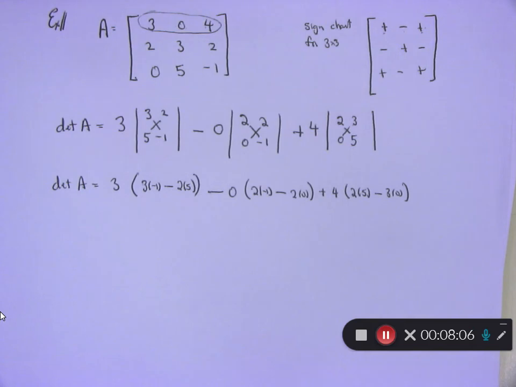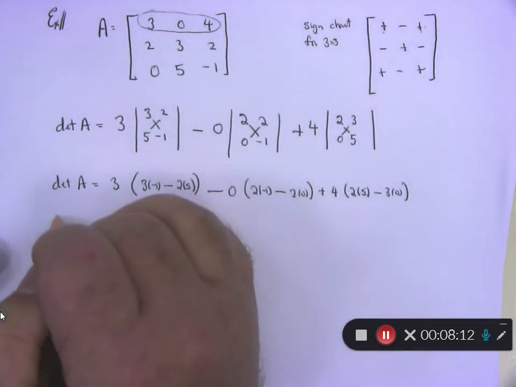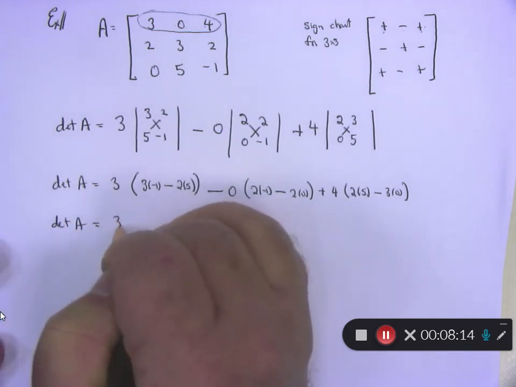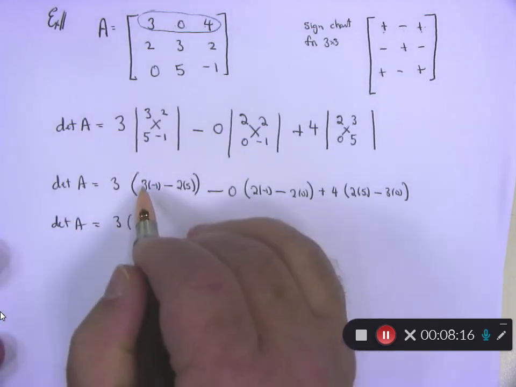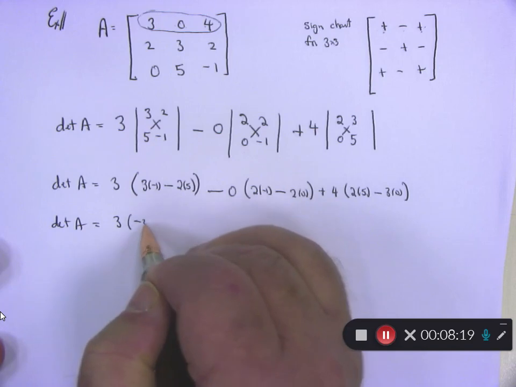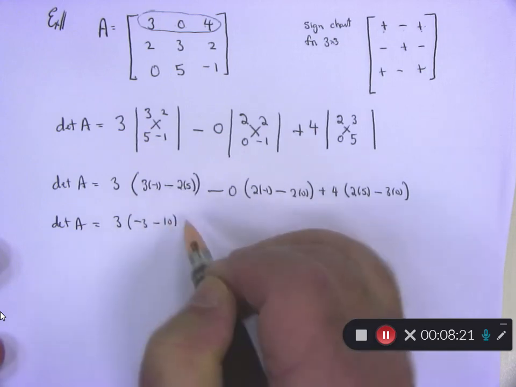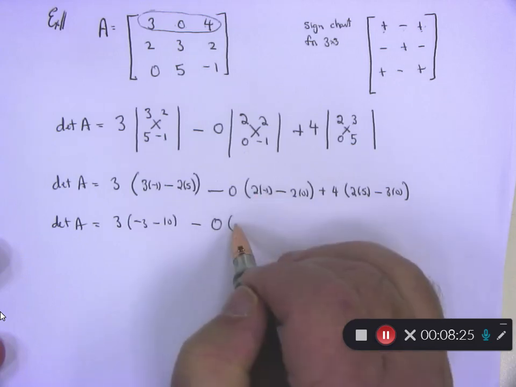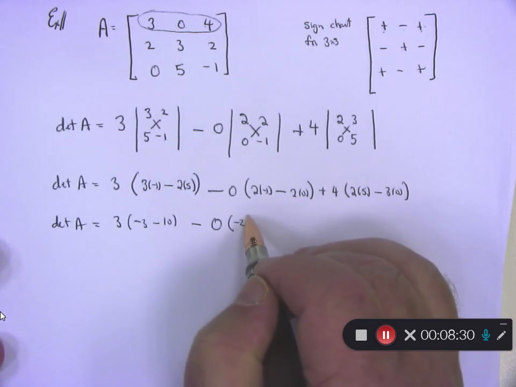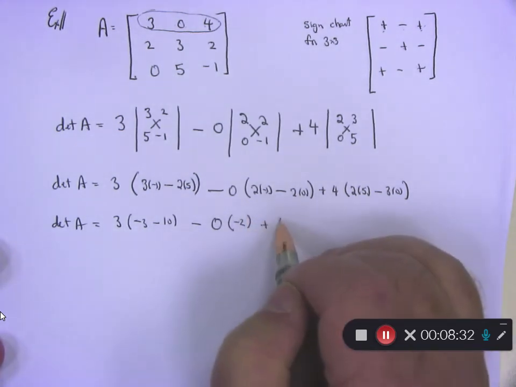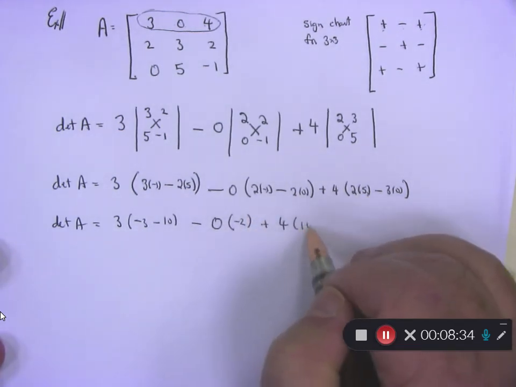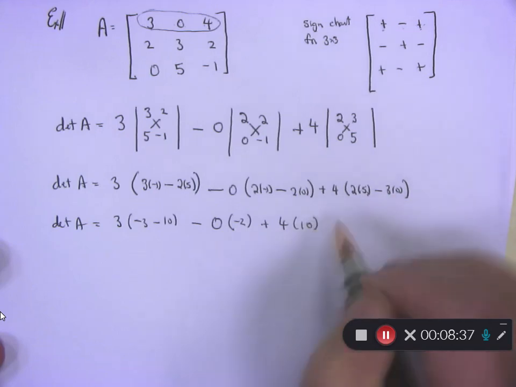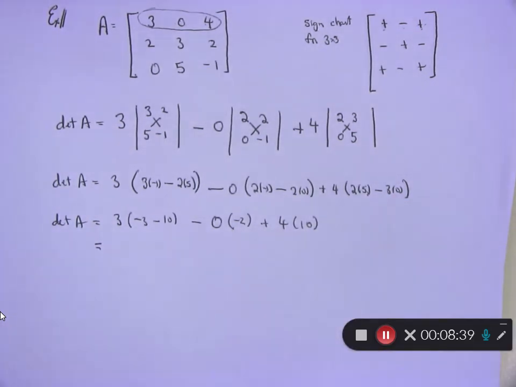And now it becomes arithmetic. So the determinant of A is equal to 3 times, let's see here, 3 times negative 1 is negative 3, minus 2 times 5 is 10, minus 0, okay, fine, times 2 times negative 1, 2 times negative 1 is negative 2, minus 2 times 0, which is 0, okay, plus 4 times 2 times 5 is 10, minus 3 times 0 equals 0. So keep cleaning it up.